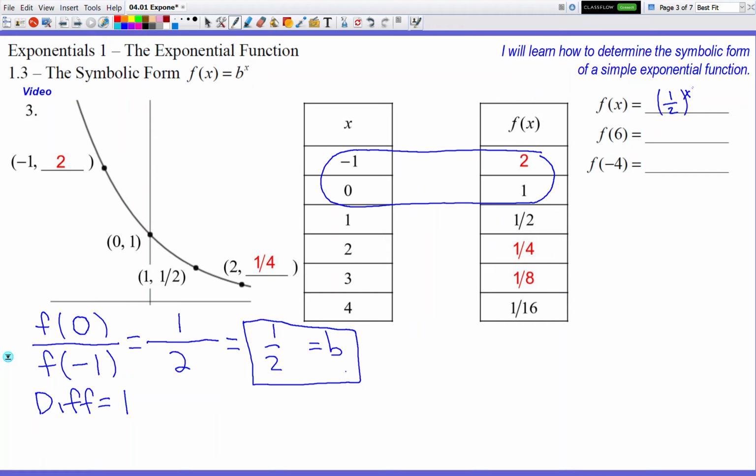All right, so we're going to continue on like we did the previous 2 columns. We're going to plug in 6, and we're going to plug in -4 for x. So let's do that. f of 6 equals 1/2 to the 6th power. The 6th power says I have 6 1s all multiplied together, and 6 2s all multiplied together. So when you multiply all those things together, you're going to get 1.